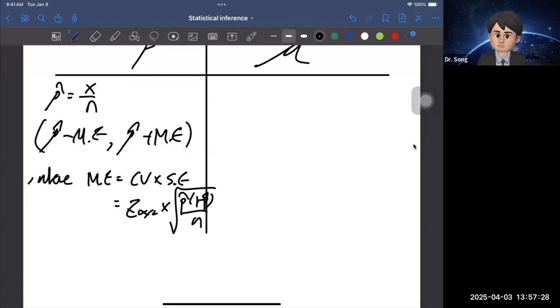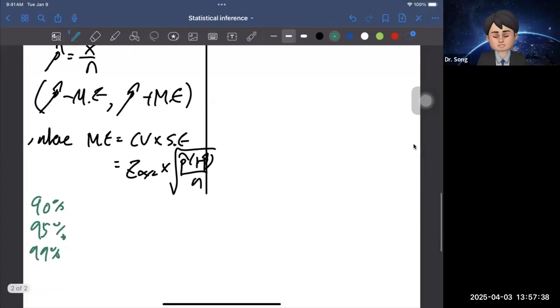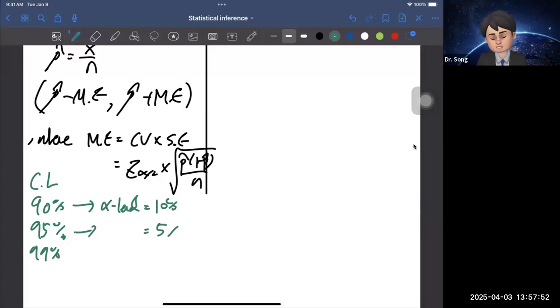Now, in general, we have 3 different confidence levels. So 90% confidence level, 95%, 99%. Based on confidence level, you need to come up with the critical value. When confidence level is 90%, then the alpha level is the complement, which is 10%. Then you know that for 95%, the alpha level is 5%, and then for 99%, the corresponding alpha level is 1%.